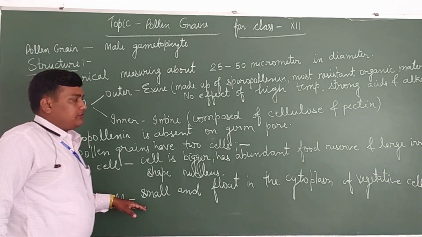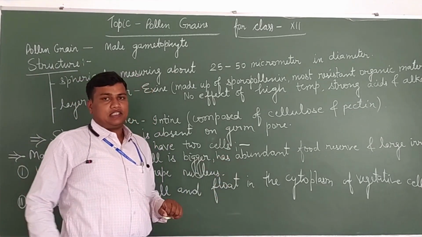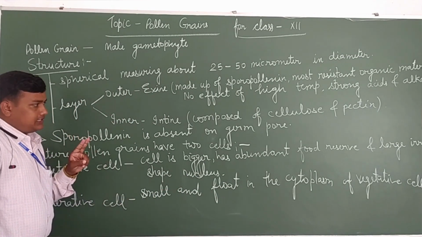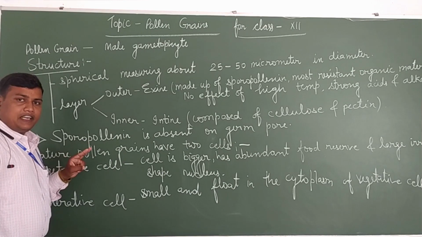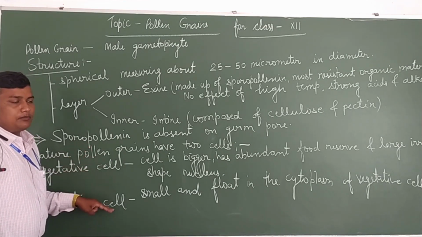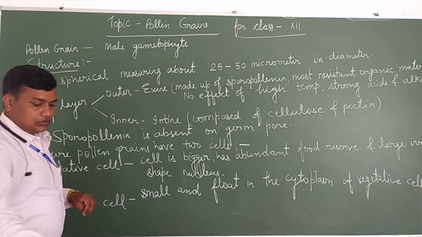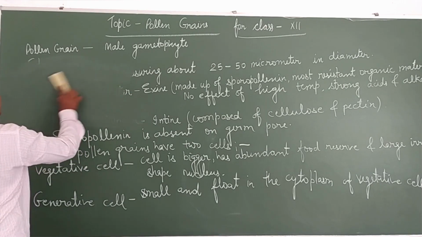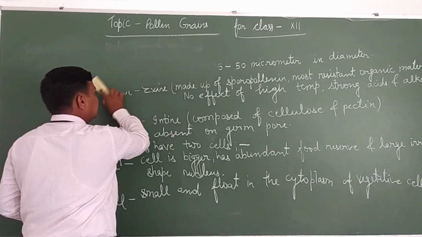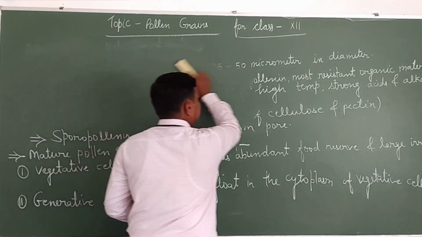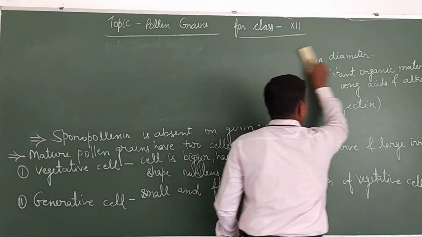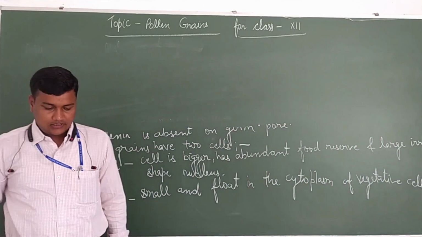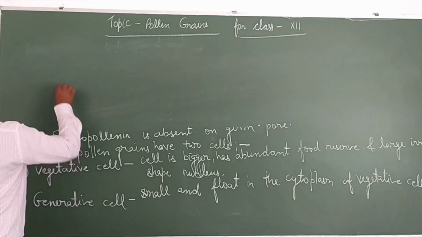The second cell is the generative cell. It is small and floats in the cytoplasm of the vegetative cell. When mature, the generative cell mitotically produces two male gametes, and the two male gametes enter the female gametophyte through the pollen tube. In over 60% of angiosperms, the pollen grains settle at the two-cell stage. Settle means when they land on the stigma.